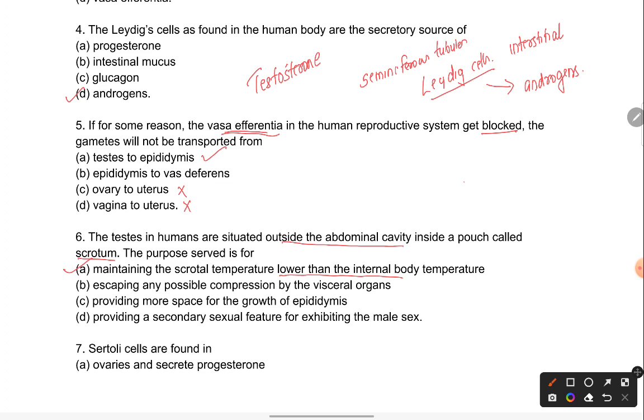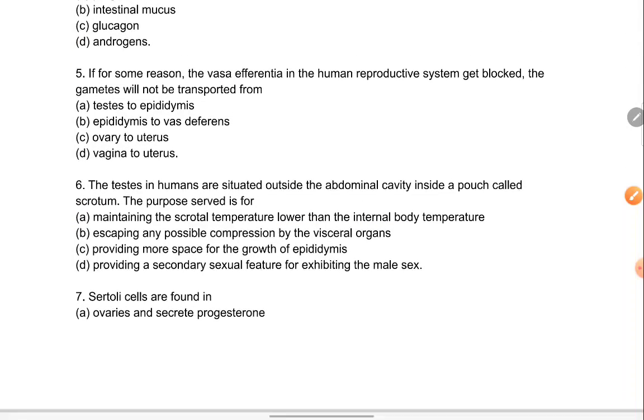Do you know what is the advantage of that low temperature? Because of this low temperature, the normal production of sperms will take place. Normal production of gametes, or the sperms, will take place due to the lower temperature. Okay, now we can move on to the 7th question.